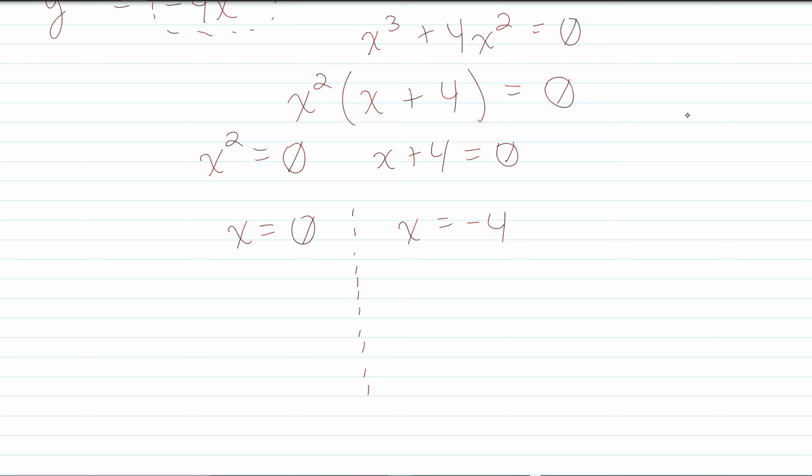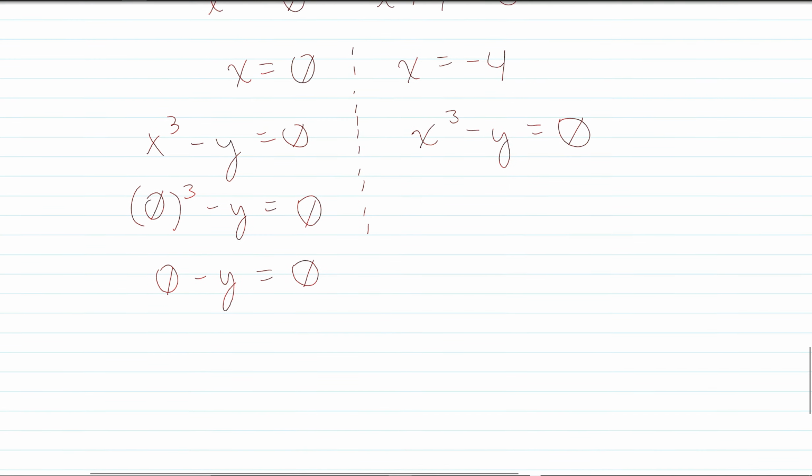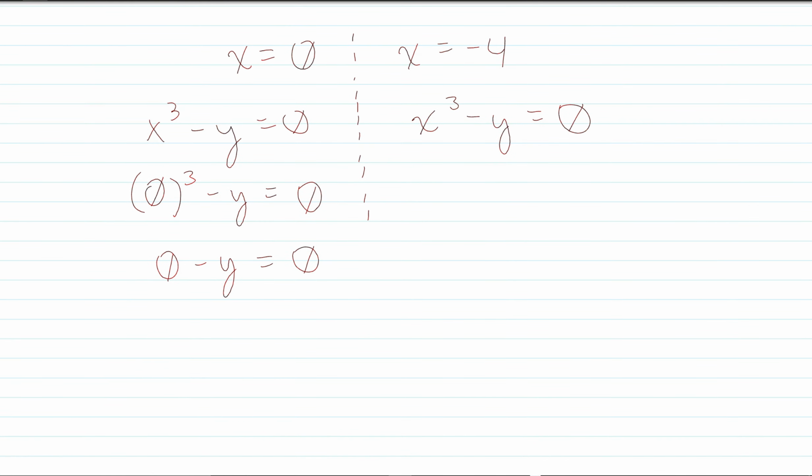So I'm going to go ahead with the x to the third minus y equals 0, and I'm going to plug in those two values that we just found for x. So 0 to the third minus y equals 0, and 0 to the third is just 0, so 0 minus y equals 0. And then it just looks like for us y is going to equal 0.